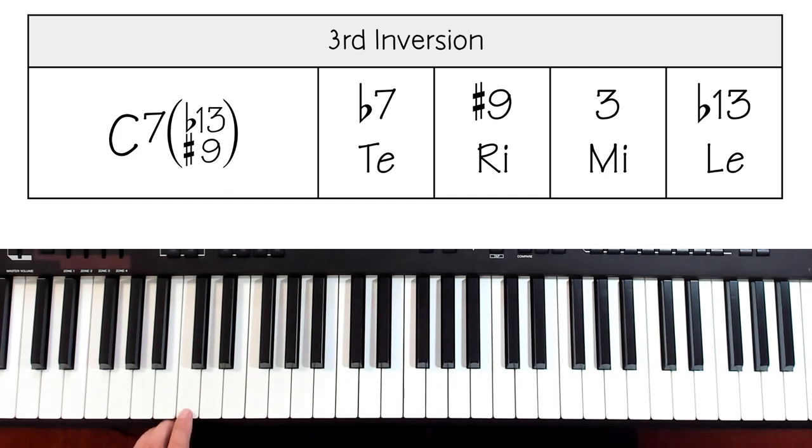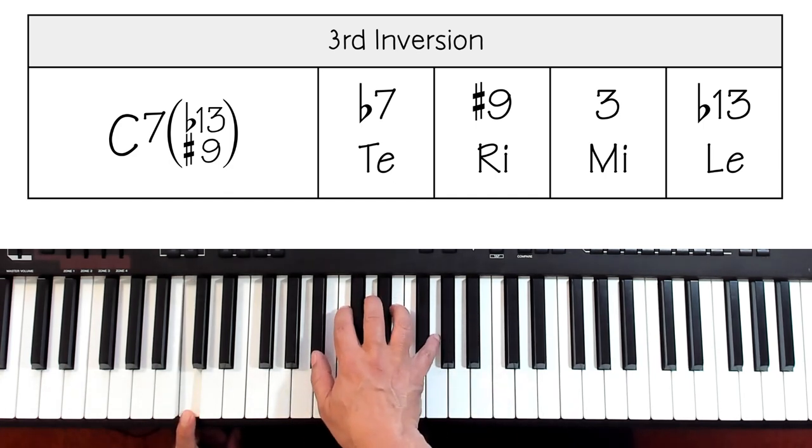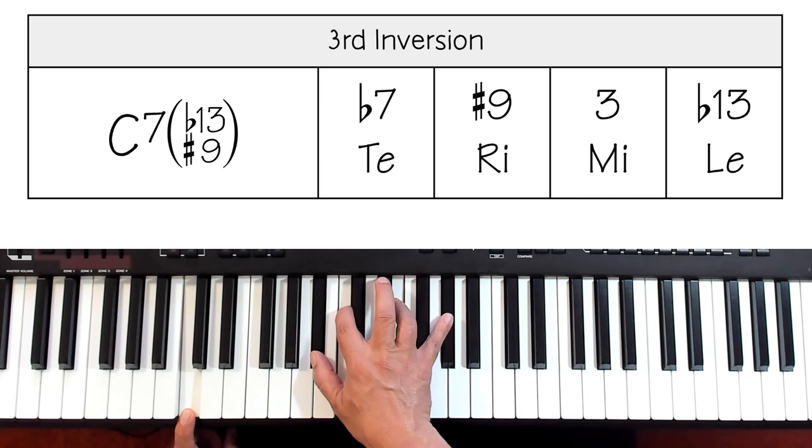So how does it work? Let's say I'm in the key of C. I'm going to play a dominant 7 and 13 version. Now, my 5 is moving to the flat 3. My root is moving to the sharp 9. And I end up with this chord.